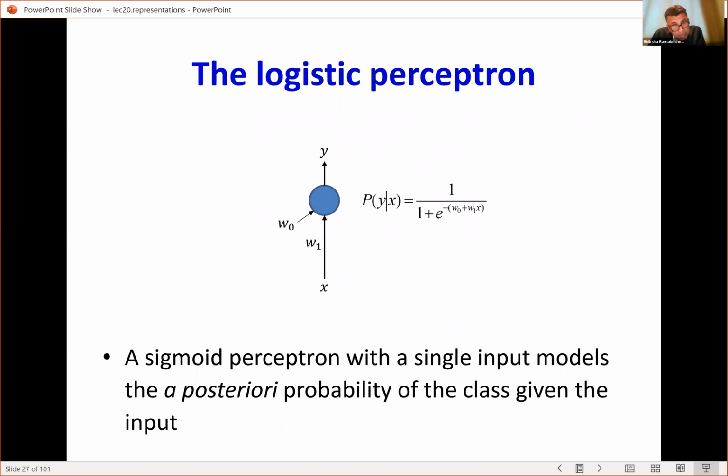Now, a logistic perceptron, as we know, which is a perceptron with a sigmoid activation, is basically just this sigmoid function. So if it had just a single input, then this perceptron is going to be 1 over 1 plus e raised to minus (w0 plus w1x). And in fact, this computes the a posteriori probability of class 1 given the input.